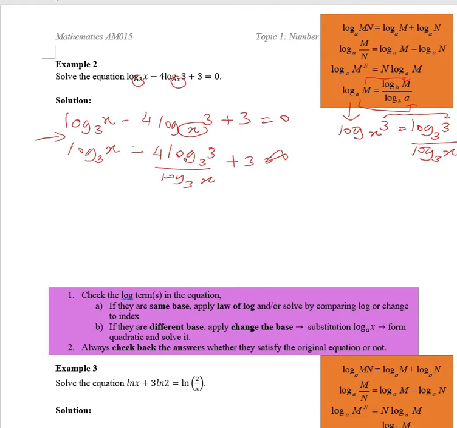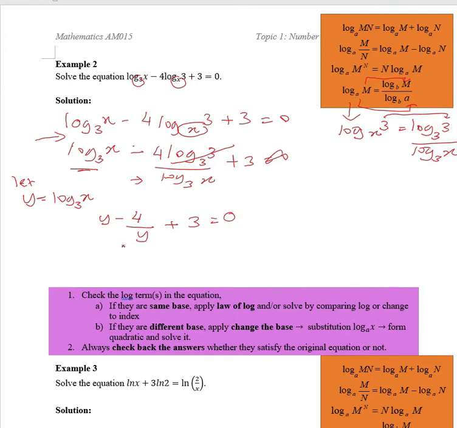And then since log 3 base 3 is equal to 1, you can cancel that off, and you're left with log x base 3 here and also here. So to solve this question, you have to change the variable. Let y equal to log x base 3. So you're left with y minus 4 over y plus 3 equal to 0.